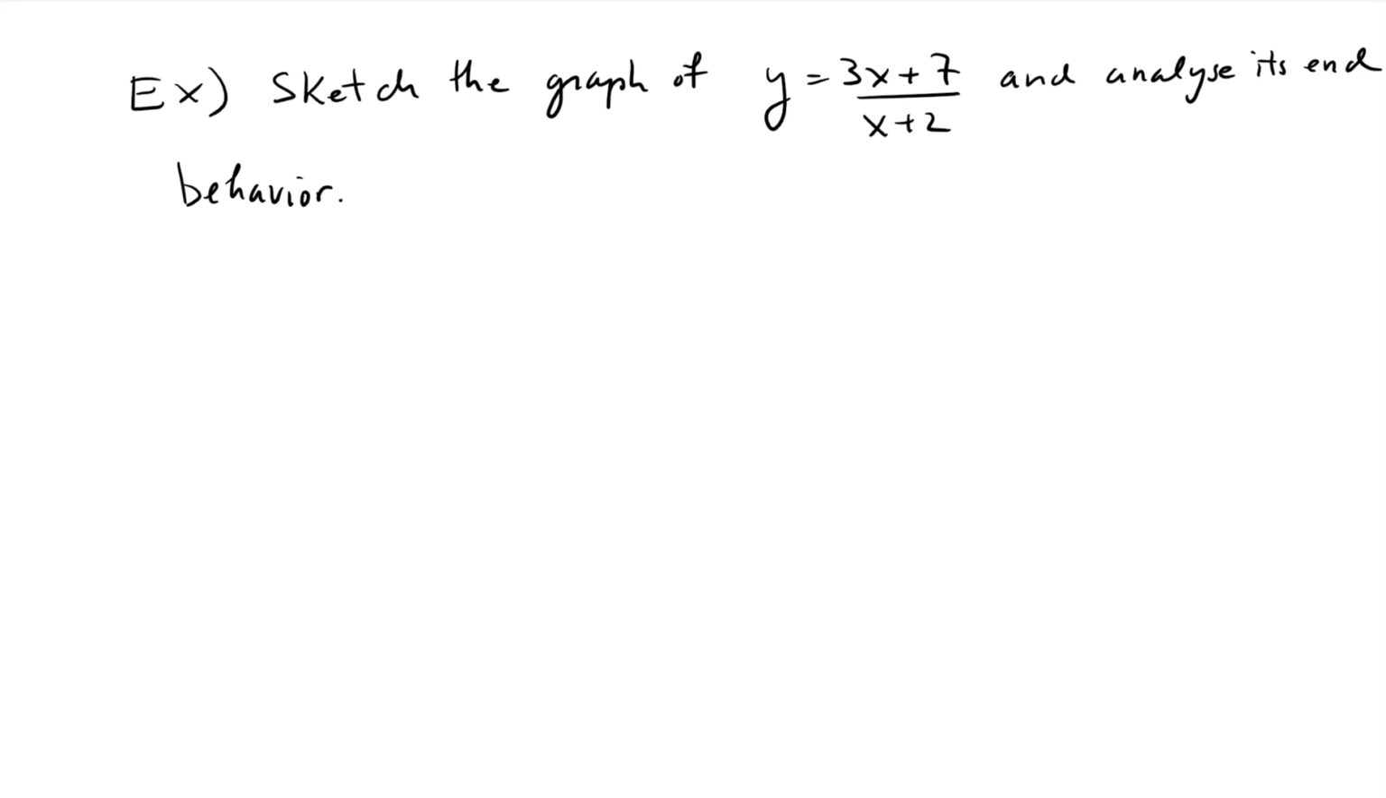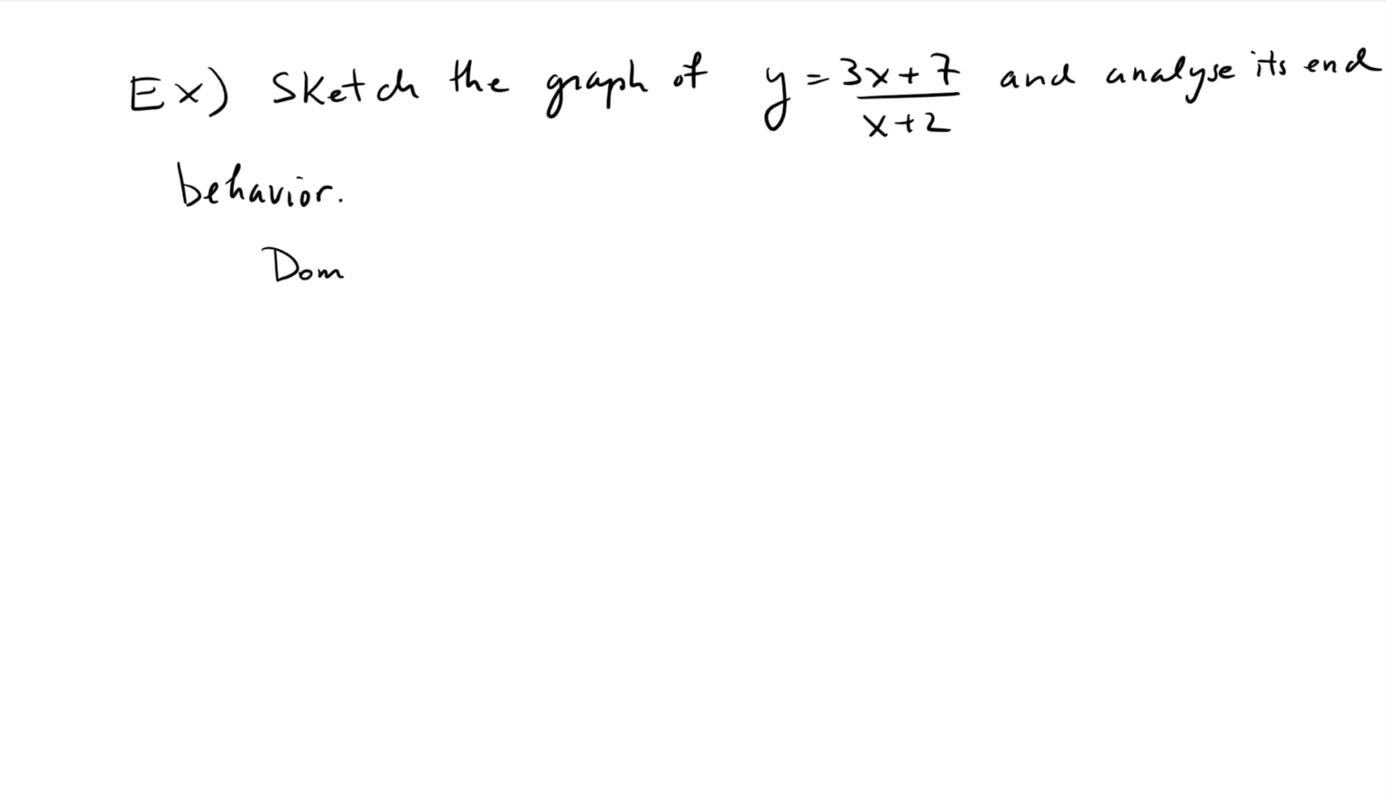So here we're going to sketch the graph of a rational function, and we're going to try to use our graph to analyze its end behavior. I'll show you also that we actually don't need a graph to do that. But let's first focus on the graph.